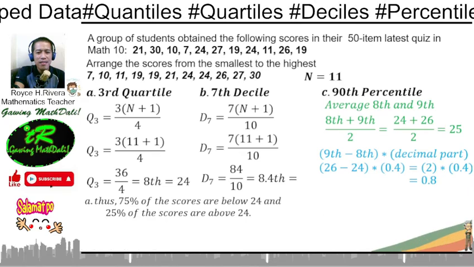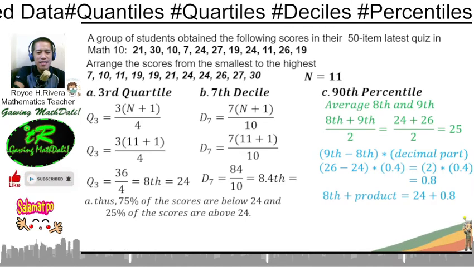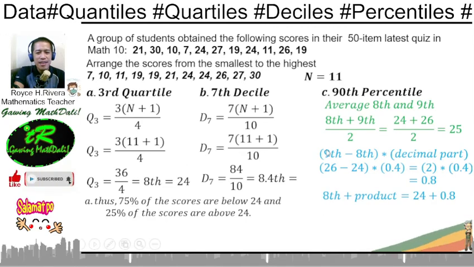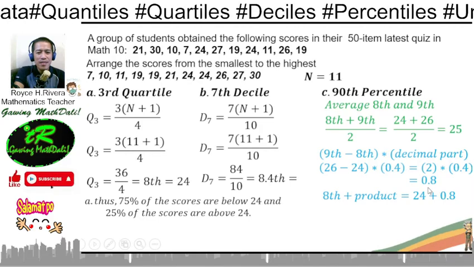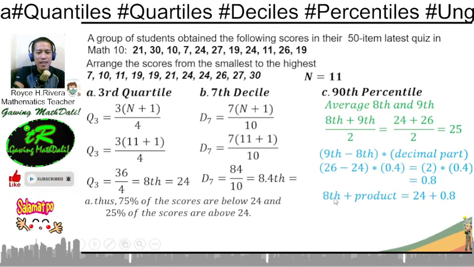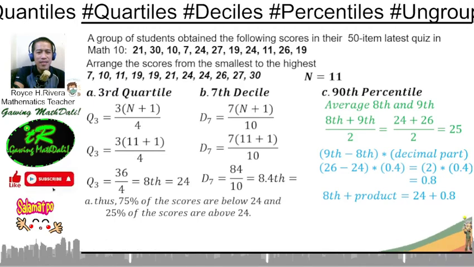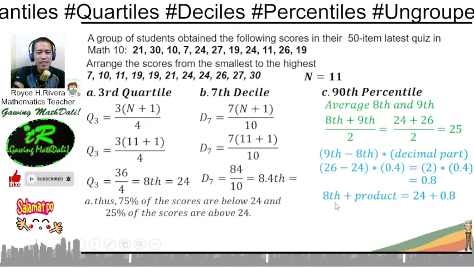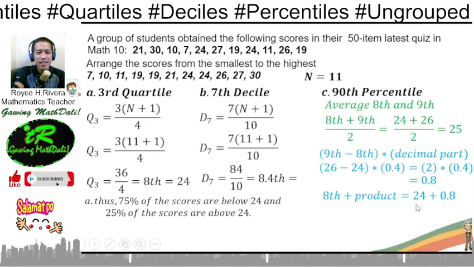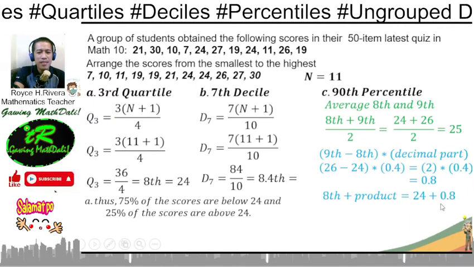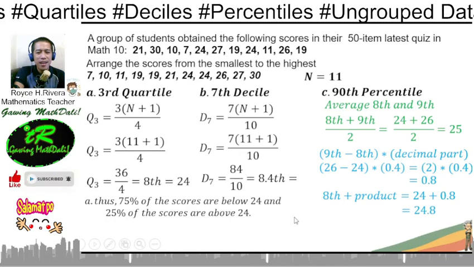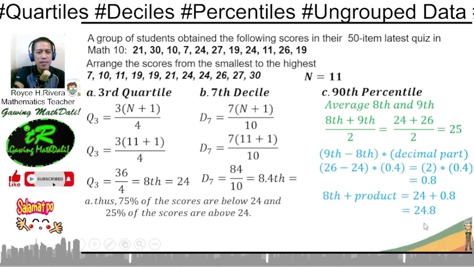And after that, computed value 0.8 will be added to the 8th position. That is 24 plus 0.8 and we have 24.8.